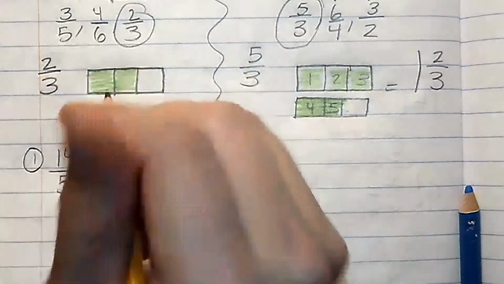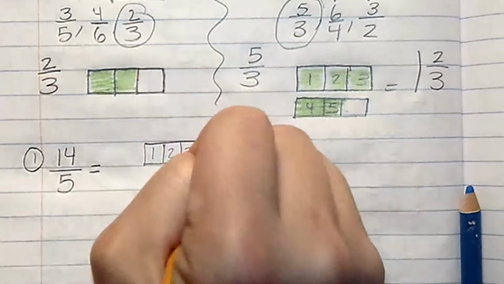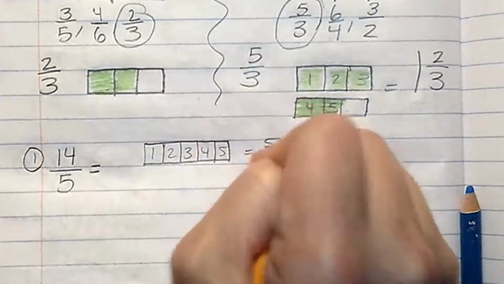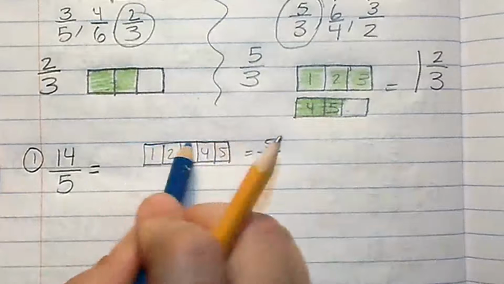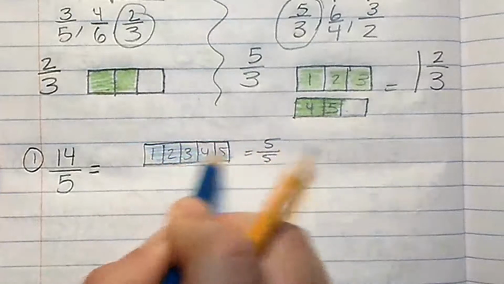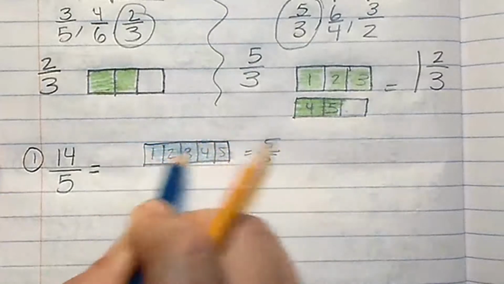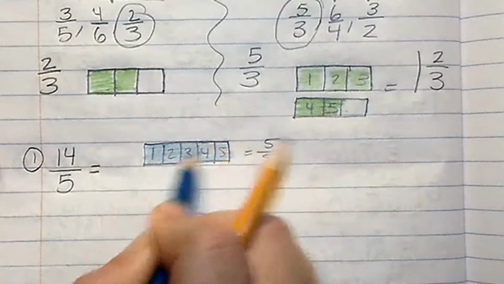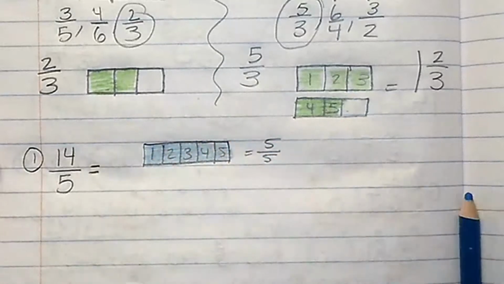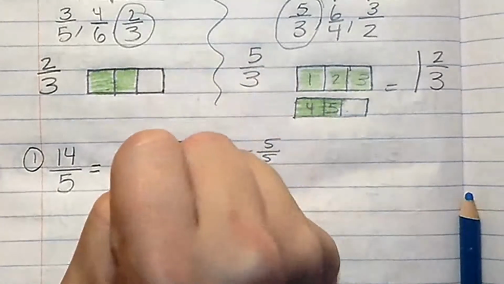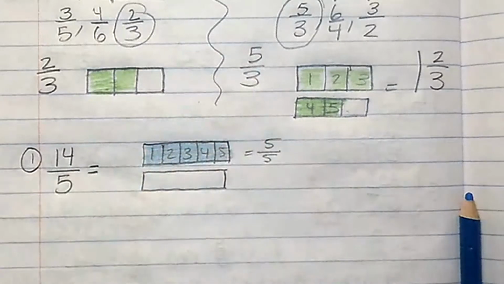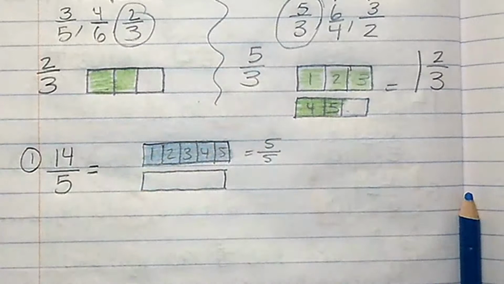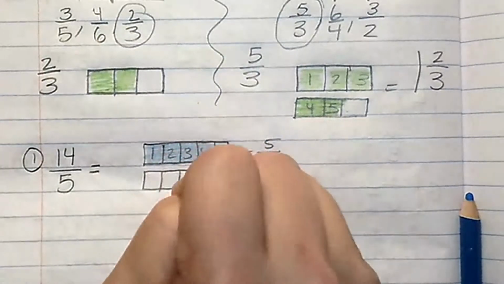Then, let's see, I have 1, 2, 3, 4. That's 5/5 right there. I have the whole thing. But is 5/5 enough? No, I'm trying to come up with 14/5. Let's draw another chocolate bar. What do you think I should split this chocolate bar into? Remember, fractions like to be fair. Fifths again, good idea.